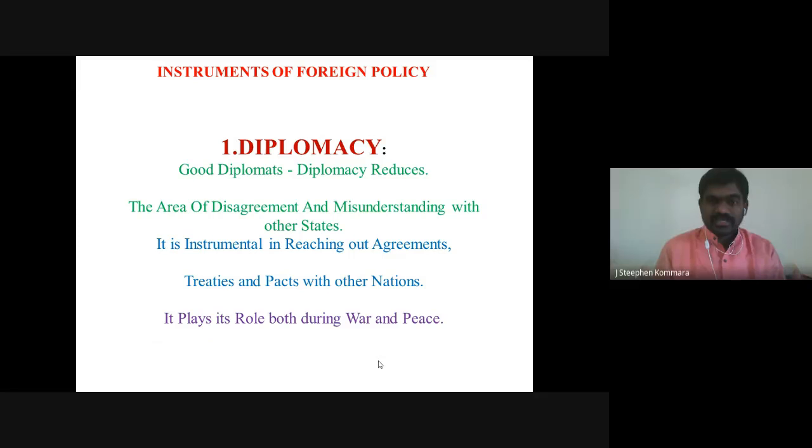So diplomacy is instrumental in reaching agreements, treaties, and pacts with other nations. That is why diplomacy plays a key role, both during war and peace.